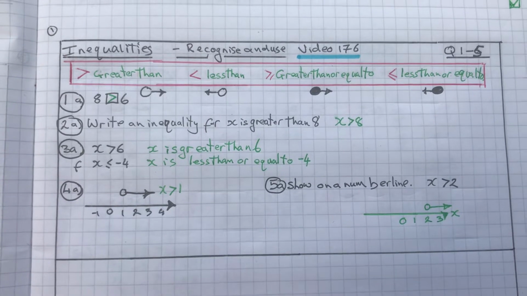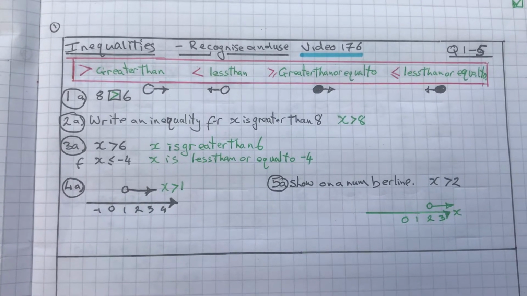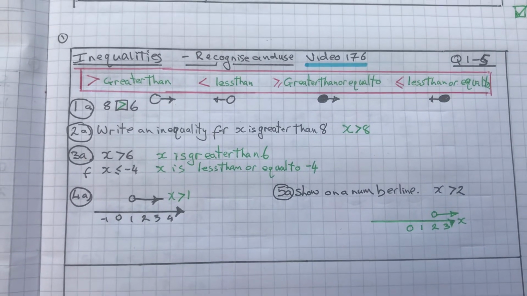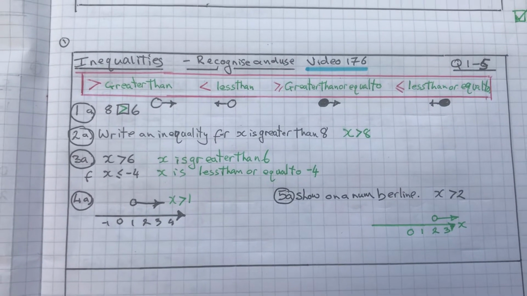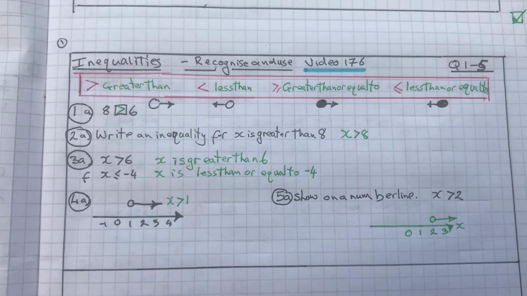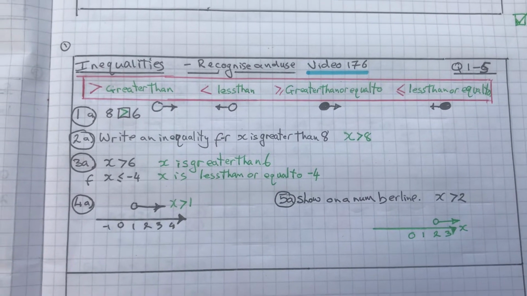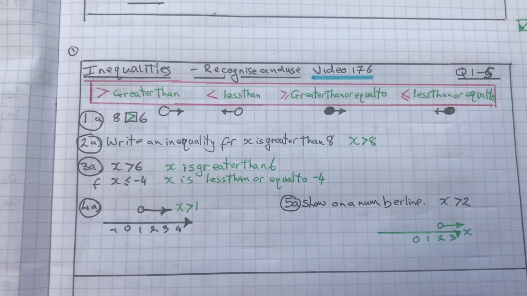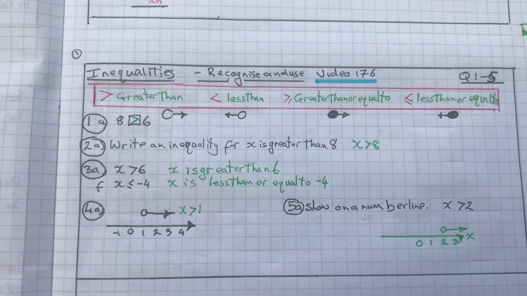Today we're going to look at inequalities, how to recognise them and use them. Which means, if I look at the red box there, we need to be aware of those four signs: greater than, less than, greater than or equal to, and less than or equal to. If you look underneath each one, we'll get to number lines later on, but that's how I would show them on a number line.